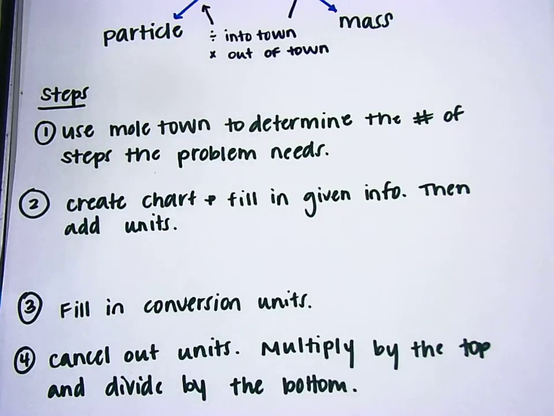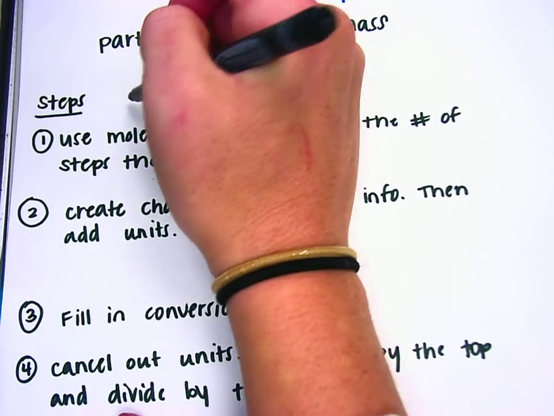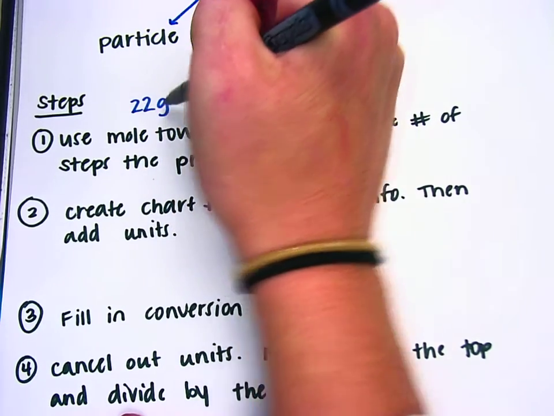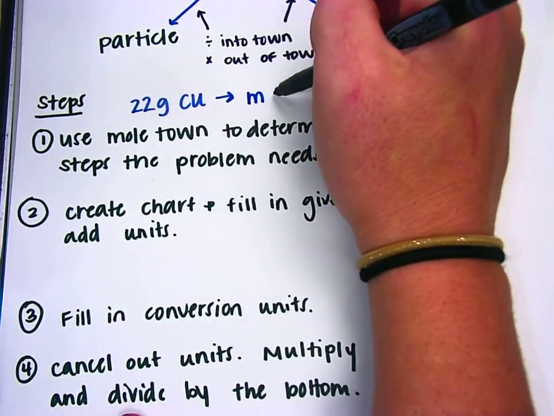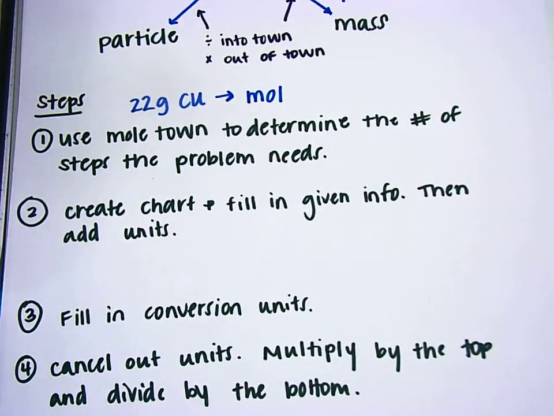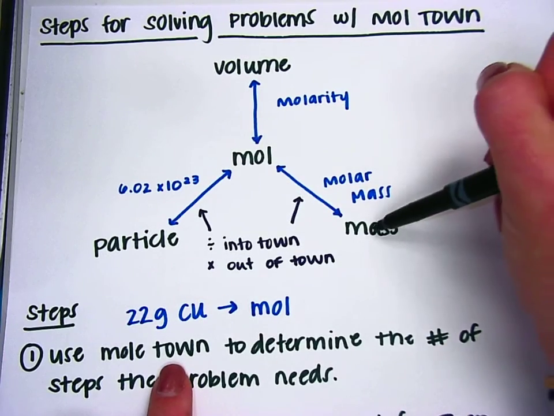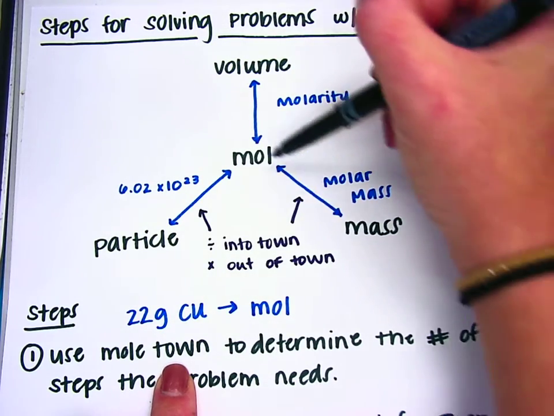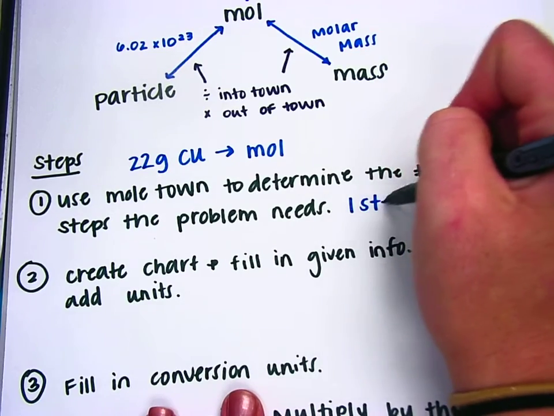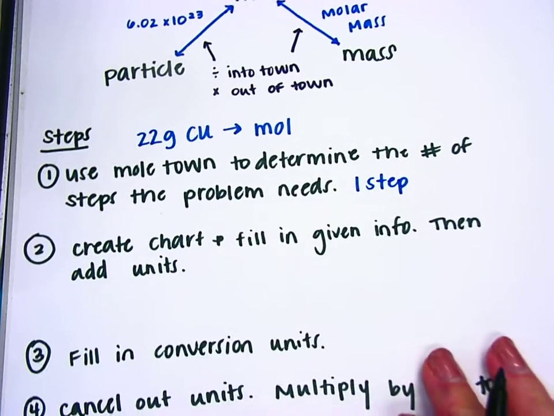So if I gave you a problem that said that you had 22 grams of copper and you were converting to moles, you would want to figure out in step 1 how many steps that is. So up here, I'm going from grams, a type of mass, to moles. Since I'm only doing one arrow, this is a one-step mole conversion problem. So that's step number 1.